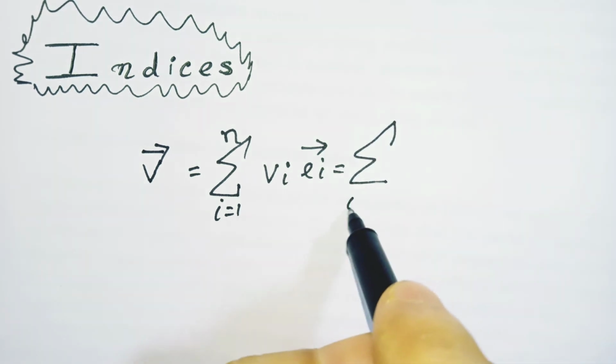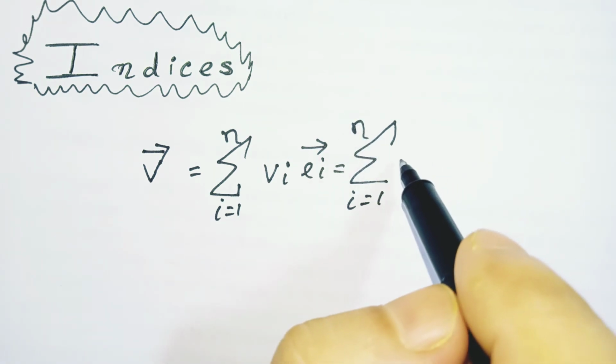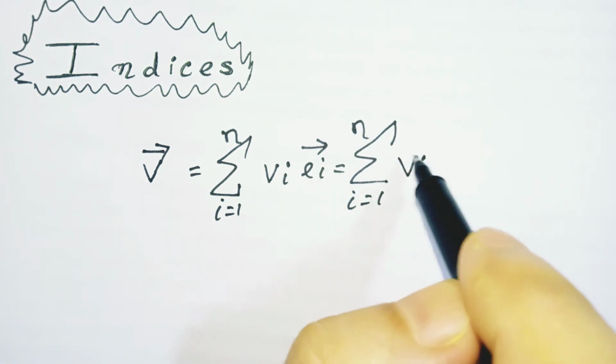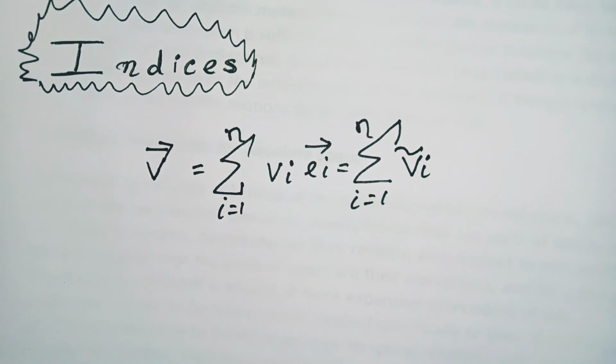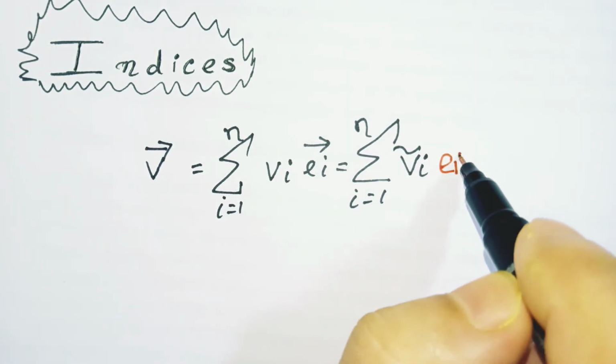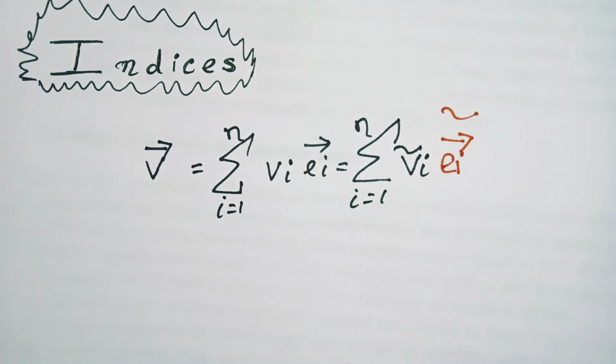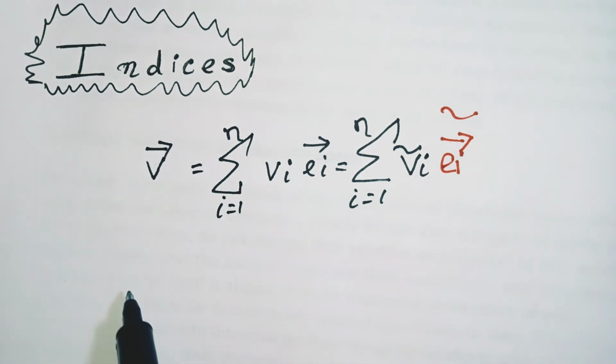There is a summation of i equals 1 to n, Vi, and this is the new one, and I have to use my red pen, ei tilde. So this is the conventional summation that we know, but because there is a part which is contravariant, we need to change this.